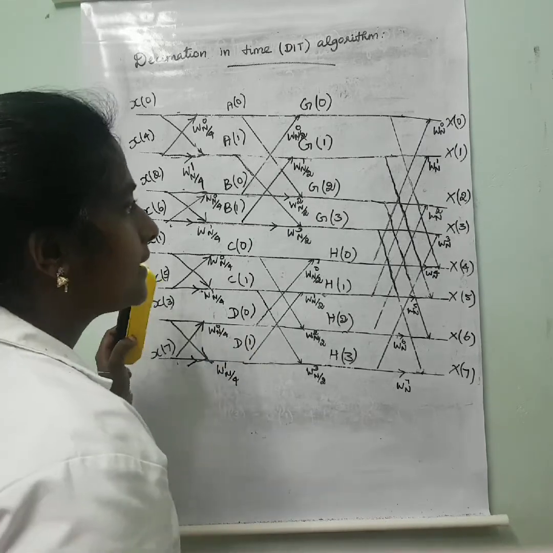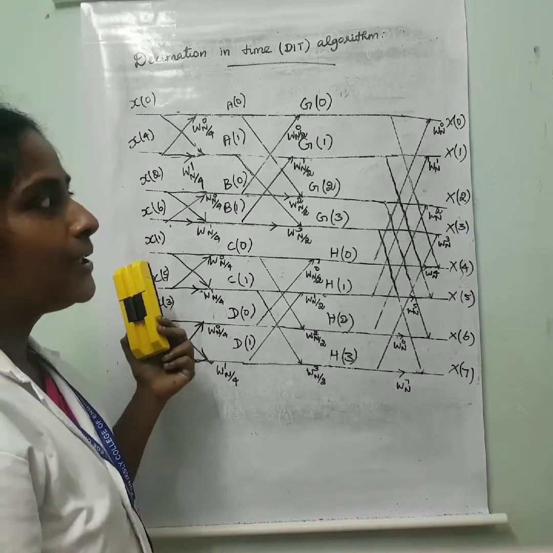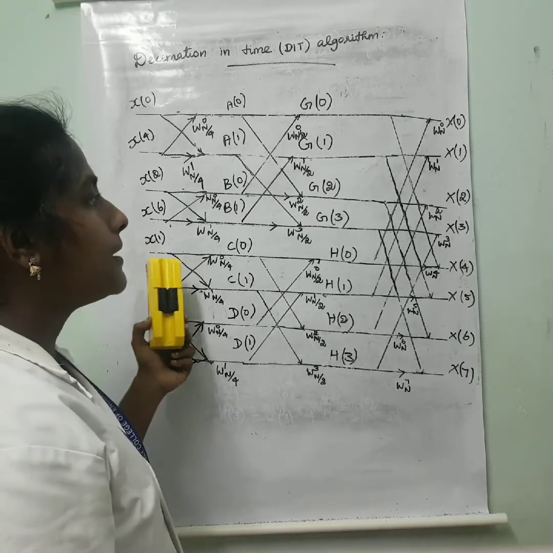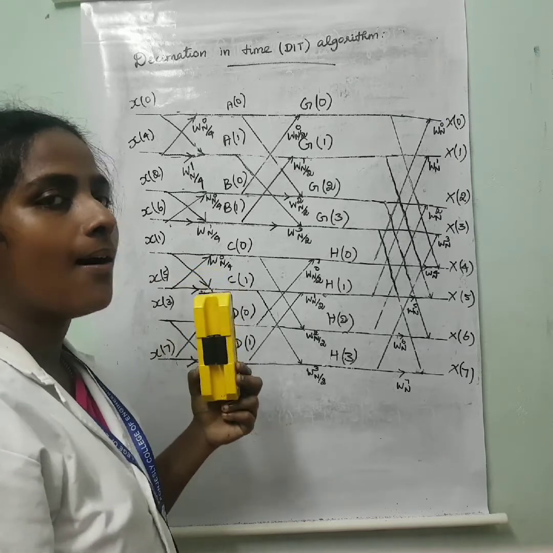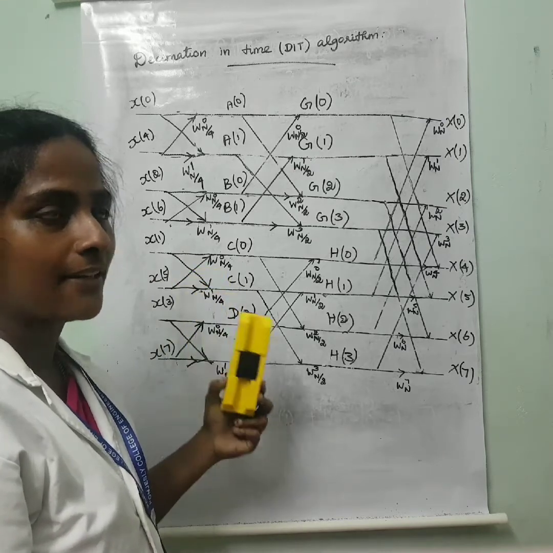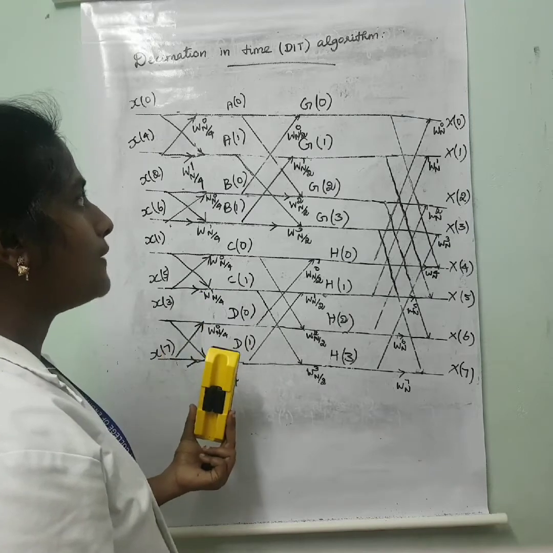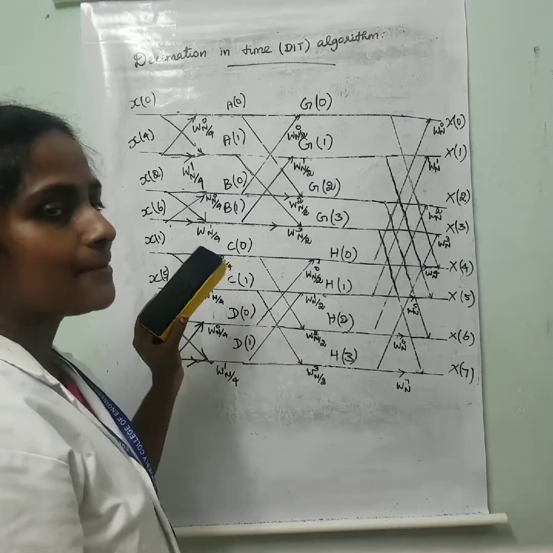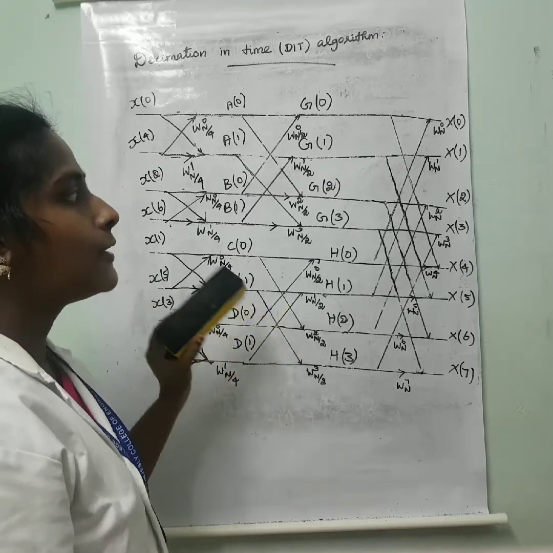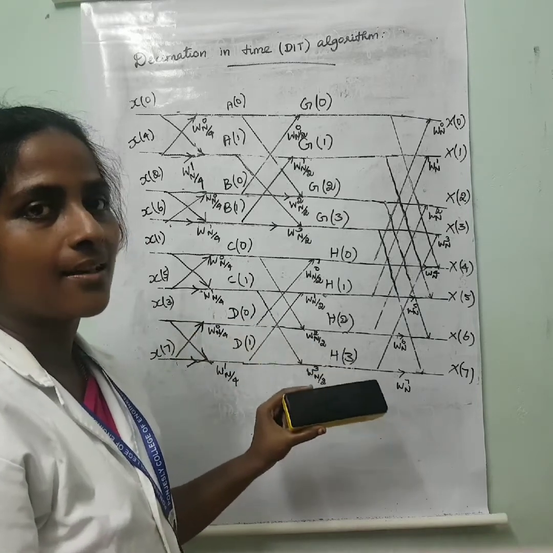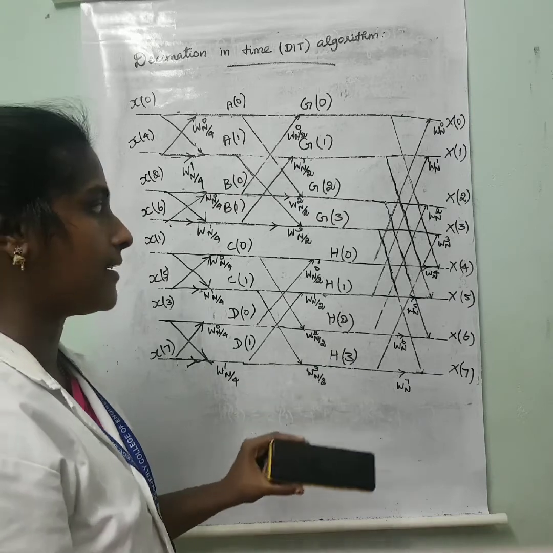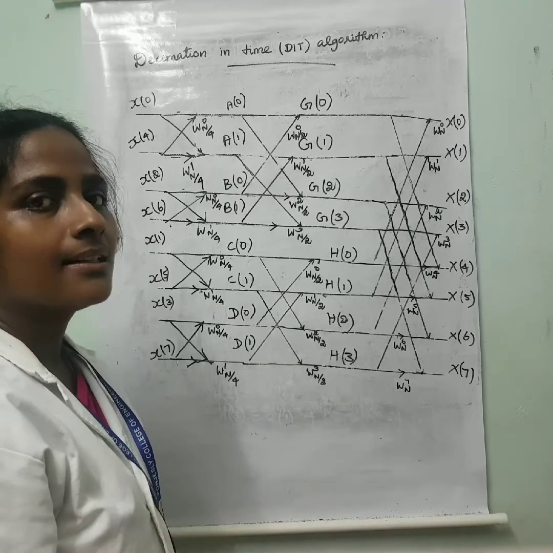So, using this butterfly diagram, you can do problems in DFT, that is discrete Fourier transform, for large number of values of n. For large number of values of n, using decimation in time algorithm, you can find the values of x of k, that is x of 0, x of 1, x of 2, etc. So, that's all. Thank you.